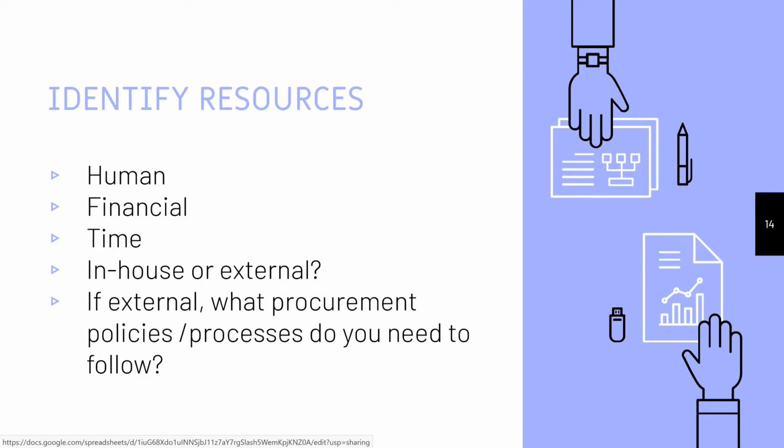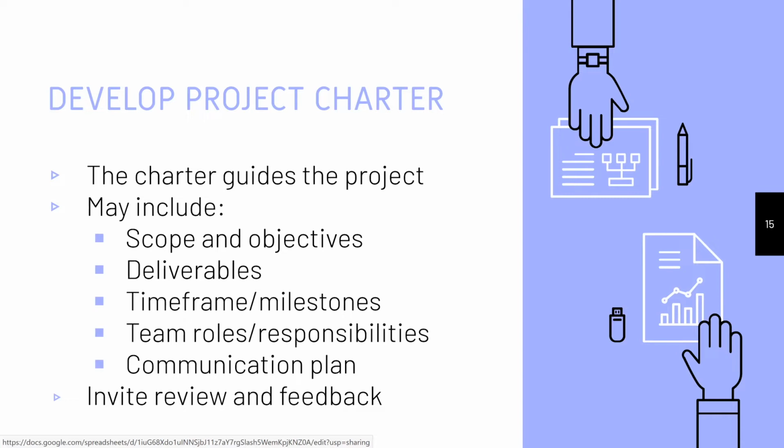So next, we're going to talk just a little bit about the project charter. The project charter is a guide for the project. It's a key document, and it's also included in one of the templates that you can look at, a really helpful outline. So your project charter may include things like the scope and objectives, your deliverables, your time frame and milestones, team roles and responsibilities, and your communication plan, which was on a previous slide, but I didn't really talk to. It's very important not to forget about your communication.